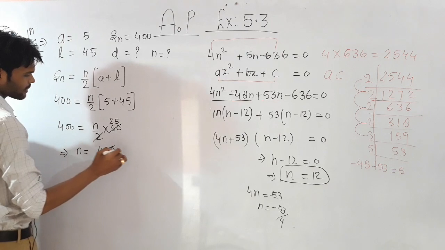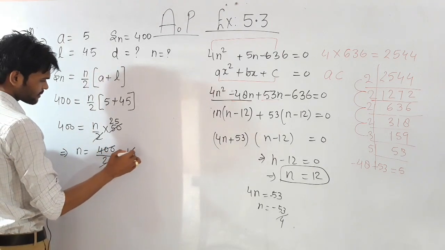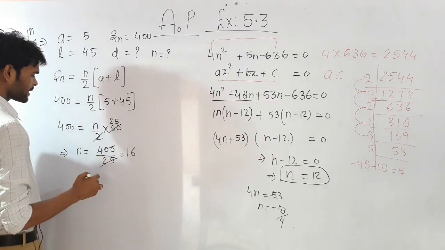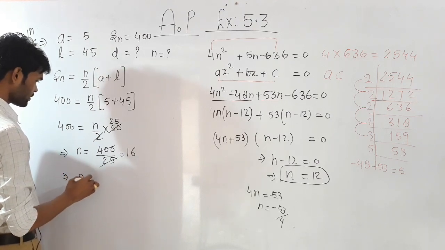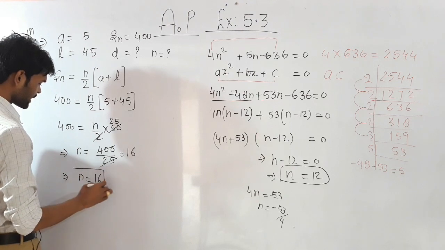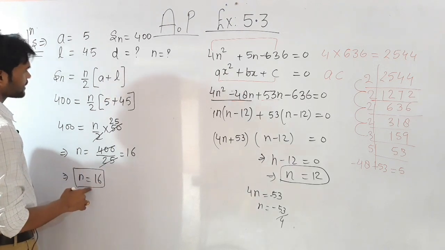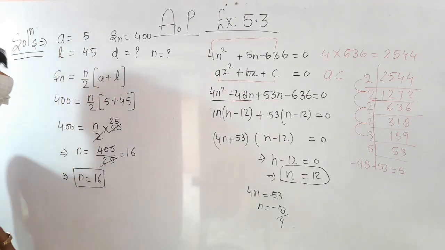It will become 25 on your 25 and 25, 26, 5 6 are 150. So we have obtained n is equal to 16. Is that clear? Now we have to find D, the common difference of the given series.